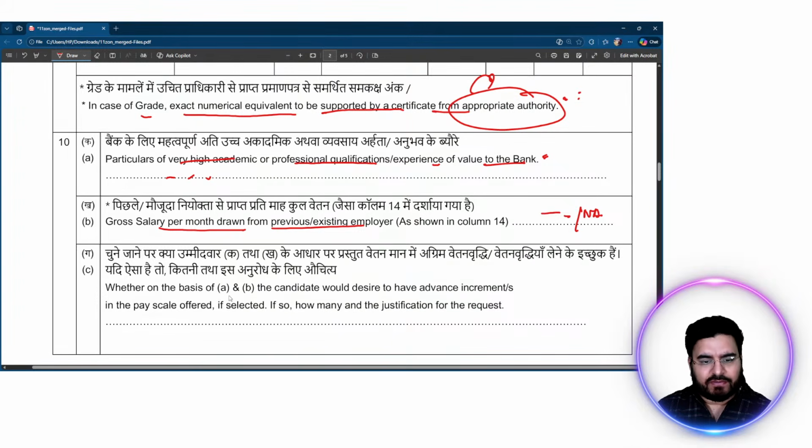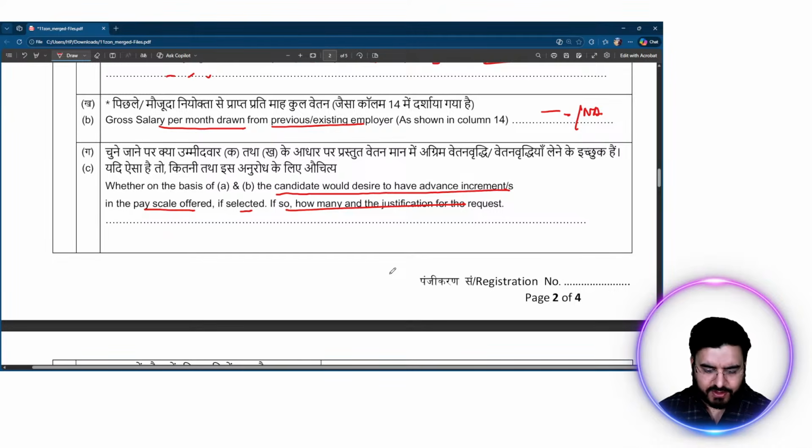Next is whether on the basis of A and B, the candidate would desire to have advance increments in the pay scale offered, if selected, if so, how many, and the justification for the request. Now this is a very important thing. You can mention no if you don't want, right? No, please write no here. Again, don't forget this thing, right?